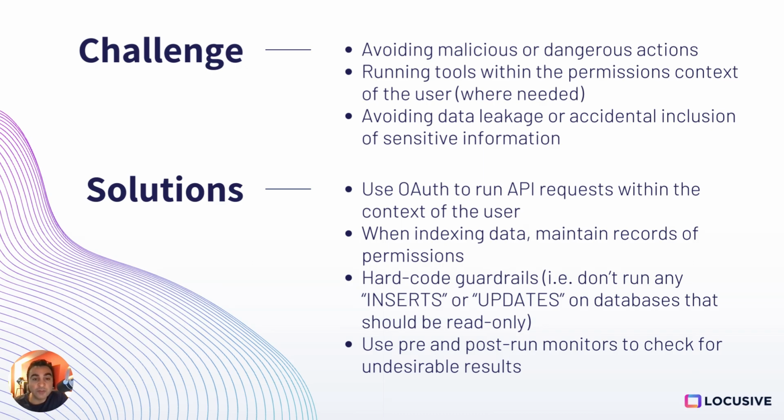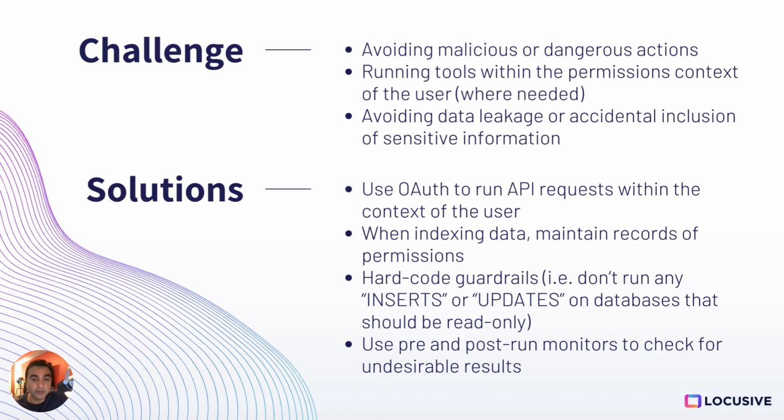You can also do things, for example, if you're incorporating a vector database that keeps track of customer data, just maintain a record of which users have permissions to the data when you're indexing it. And alternatively, you could do this at runtime when you're requesting data, maybe if it's not indexed in the database, but you're just requesting it from a tool. You can run that API request within the context of the user, and it wouldn't even be able to access data that the user doesn't have access to.